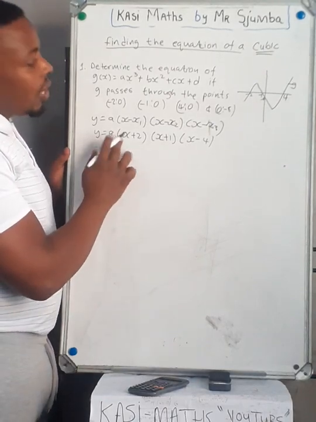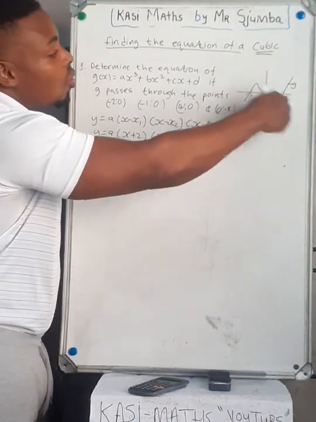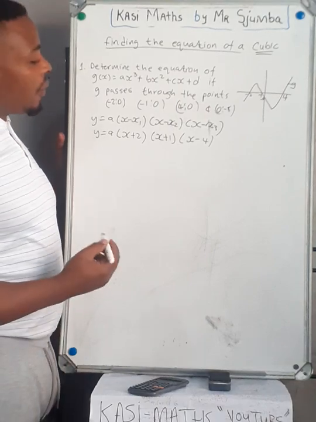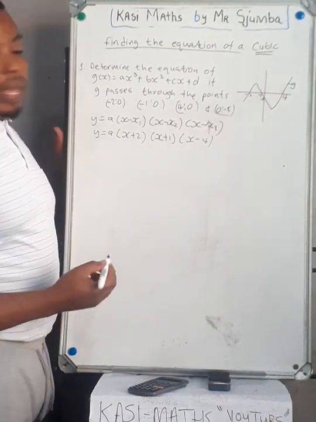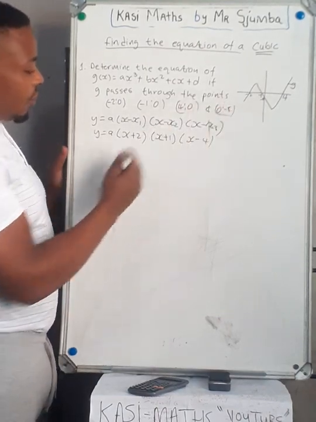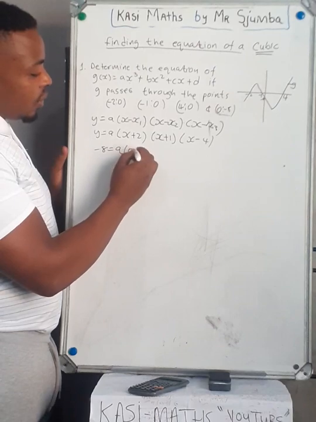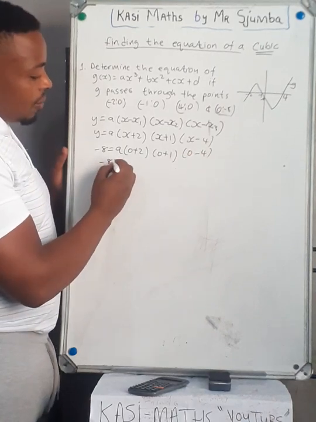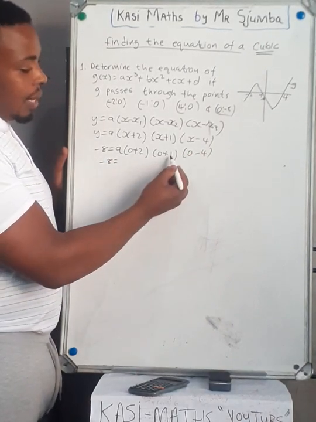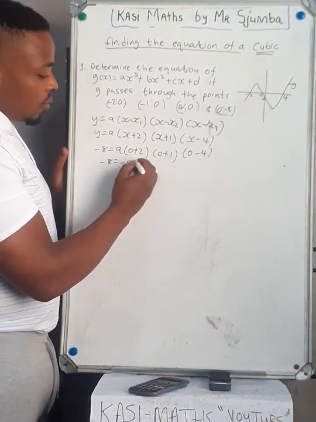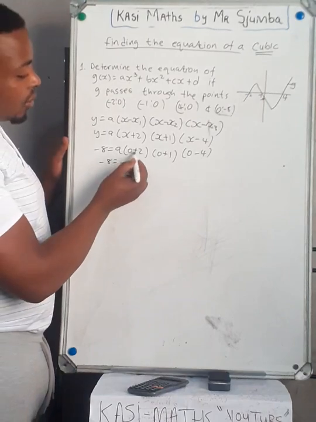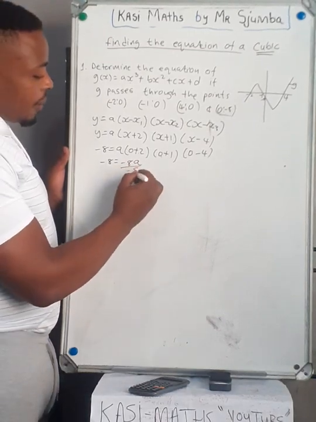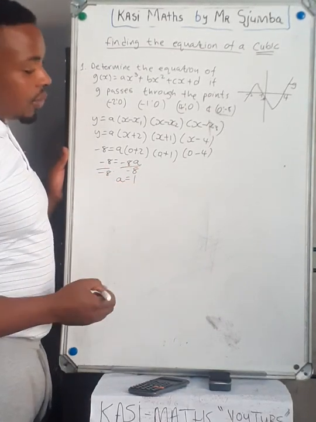So to find a, we must substitute any other point on the graph other than the x-intercepts we have already used. We can use the y-intercept, which is -8. So y is -8 and x is 0. We have 2 times 1 times -4, which gives -8, because 0 plus 2 leaves 2, 0 plus 1 leaves 1, and 0 minus 4 leaves -4, all multiplying each other. So we divide by -8 on both sides, and we get a equals 1.